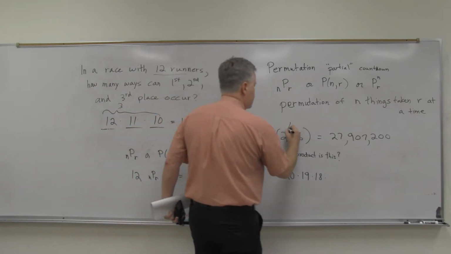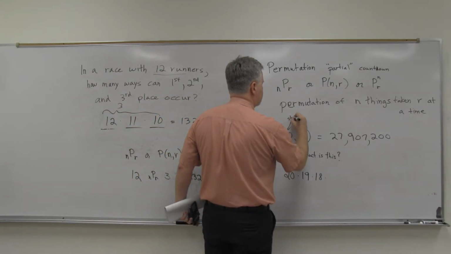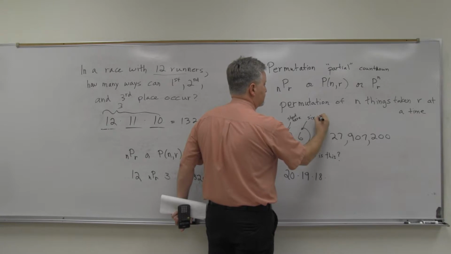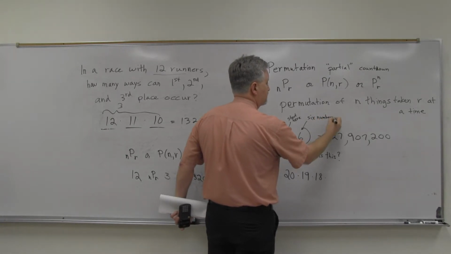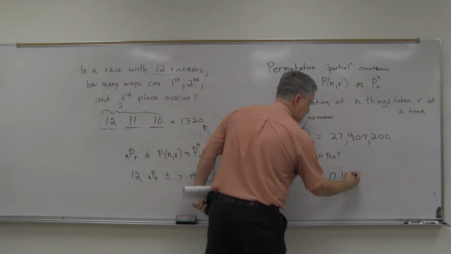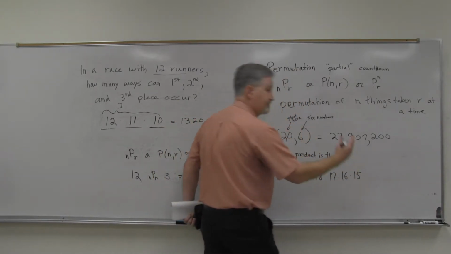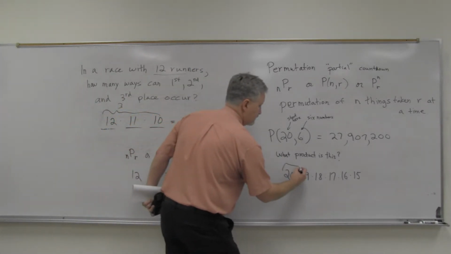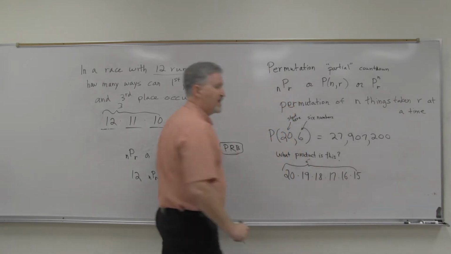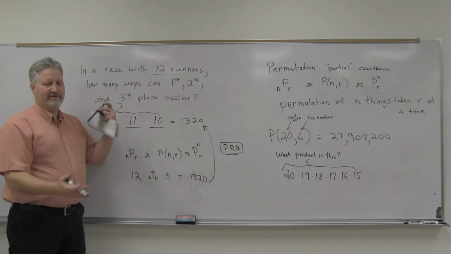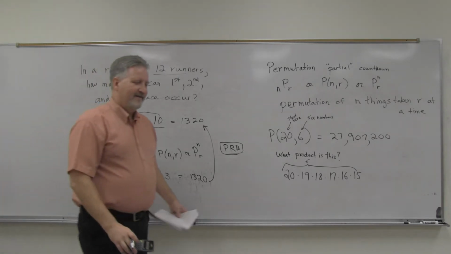So we start at 20. And then write out 6 numbers. You with me? So where do I go down to? 17, 16, 15. Stop there, right? 6 numbers. So that's important too to understand what you're calculating there, because you can go back and forth.